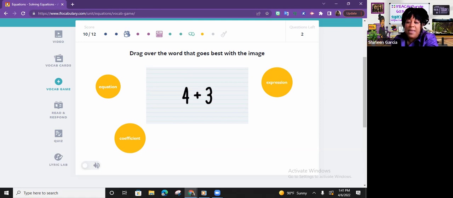It's not a coefficient because there's no variables. So remember, if it's not an equation, let me see if I can annotate. Please let me draw on this screen.